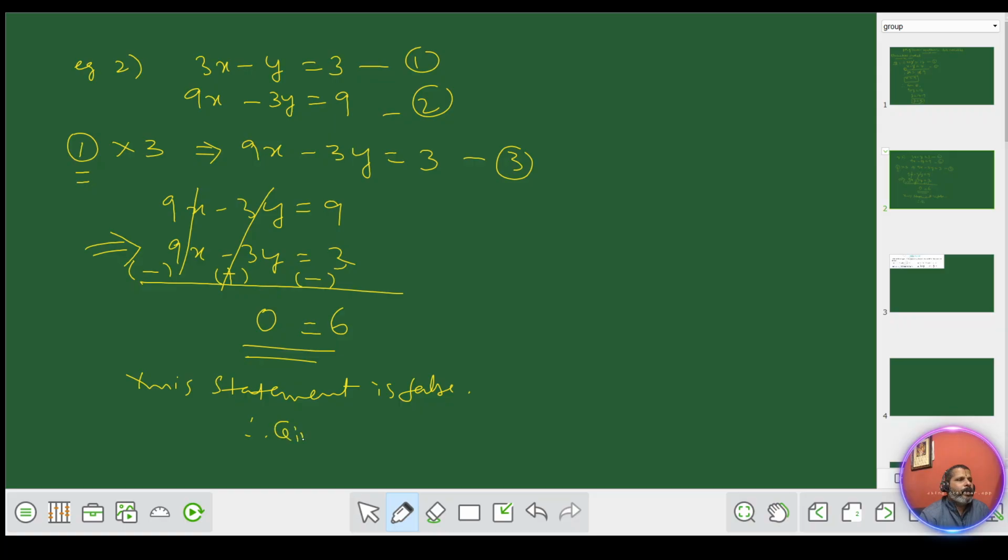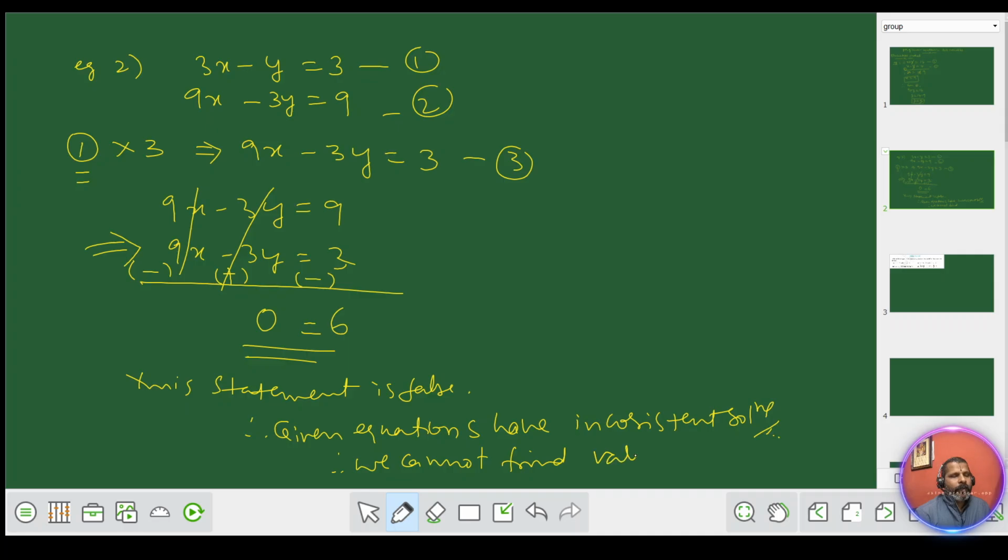Therefore, given equations have inconsistent solutions. Even equations have inconsistent solutions. Okay, means we cannot find. Therefore, we say we cannot find values of x and y here. There is no hard and fast rule that every two variable equations should have a solution. No. Okay. So having said that, we'll move on to the exercise questions.